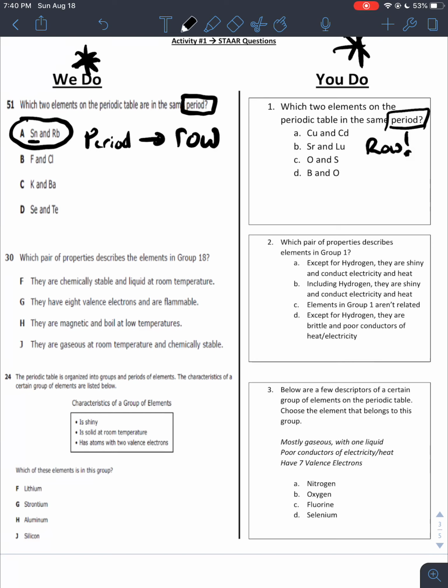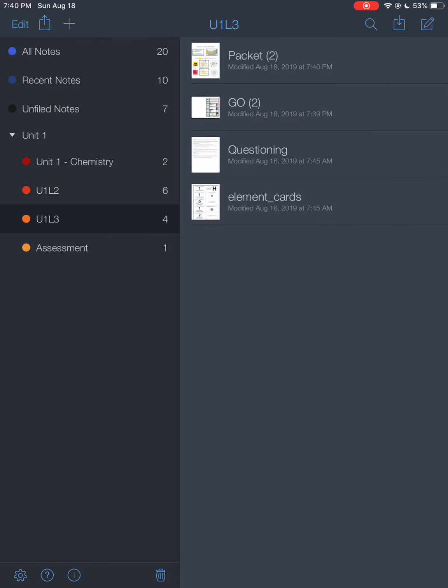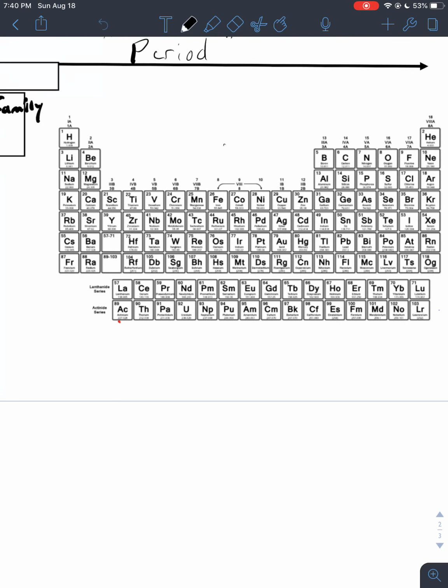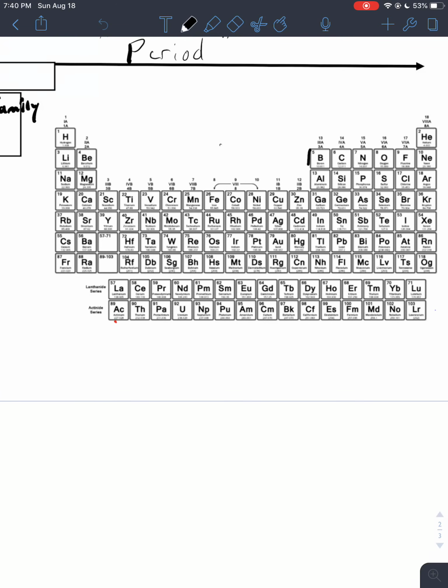All right, now that we are back, you should have seen that the correct answer was D, which says B and O. So let's go find that and make sure we understand why that is. If you come to your periodic table first, search for B. I found B. It is in group 13, which means it has 3 valence electrons. Then I'm looking across for O, and I see that O is in group 16, which has 6 valence electrons, right?